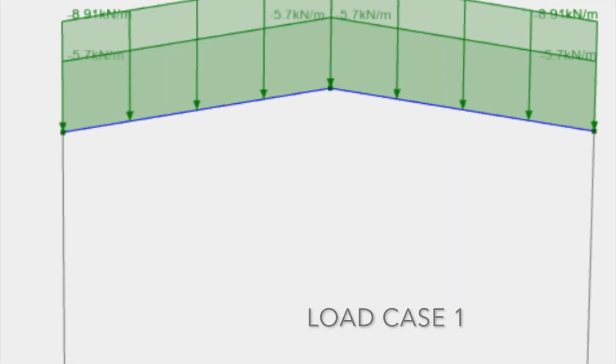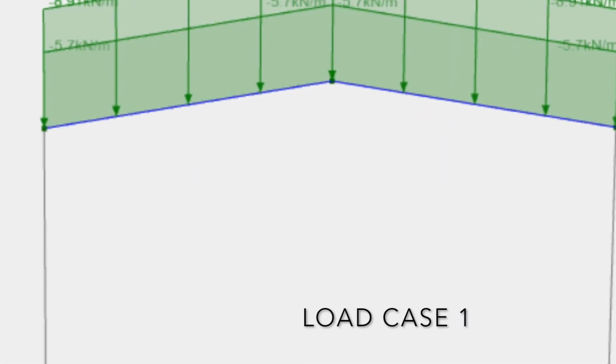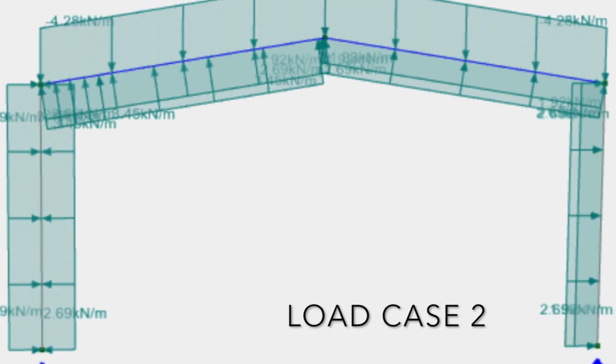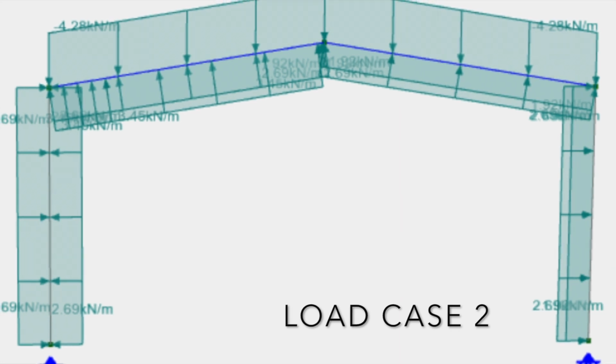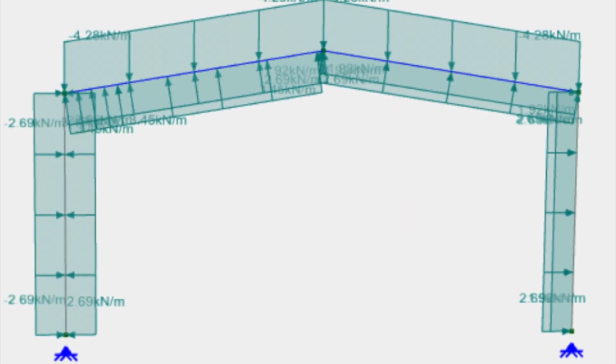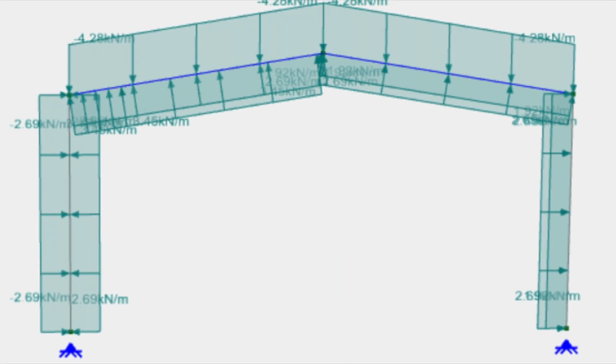For load combination 1, distributed forces act downwards. For load combination 2, the rafters have distributed forces acting on them. Downward forces act vertically while the upward forces act perpendicular to the rafters. The columns have distributed forces acting on them both, except to the left of the right column.